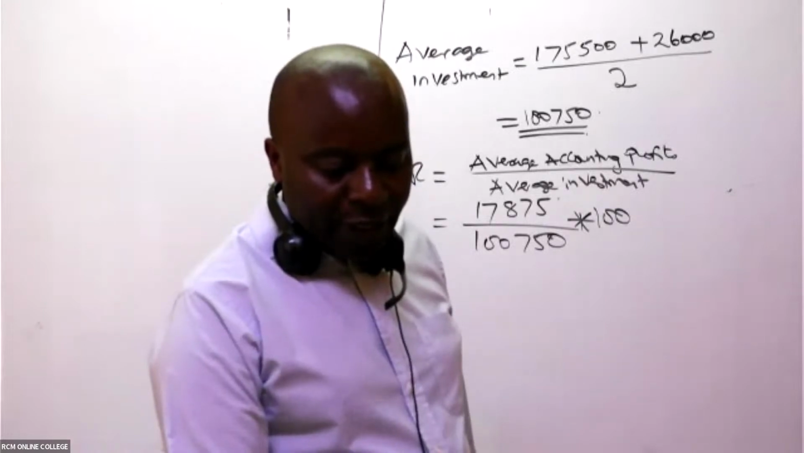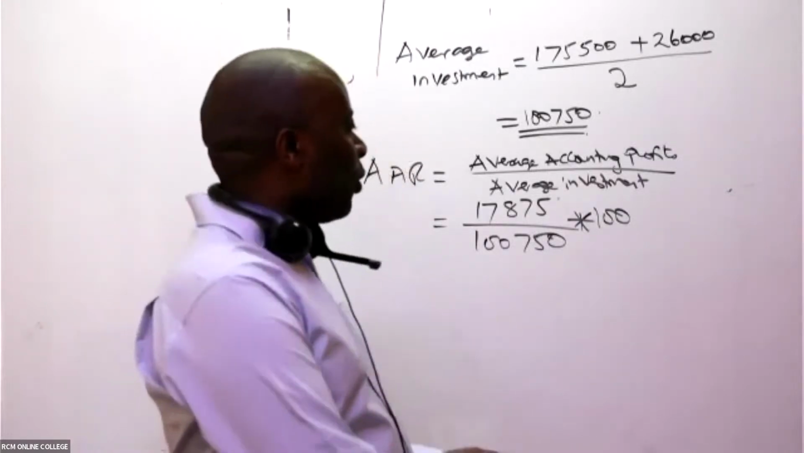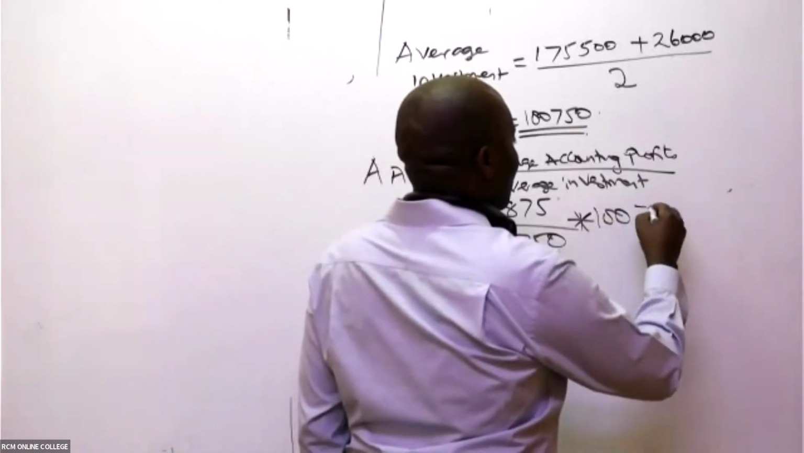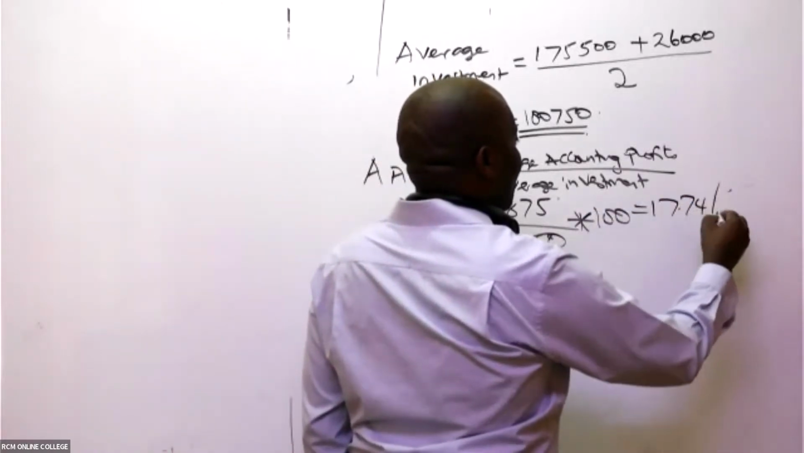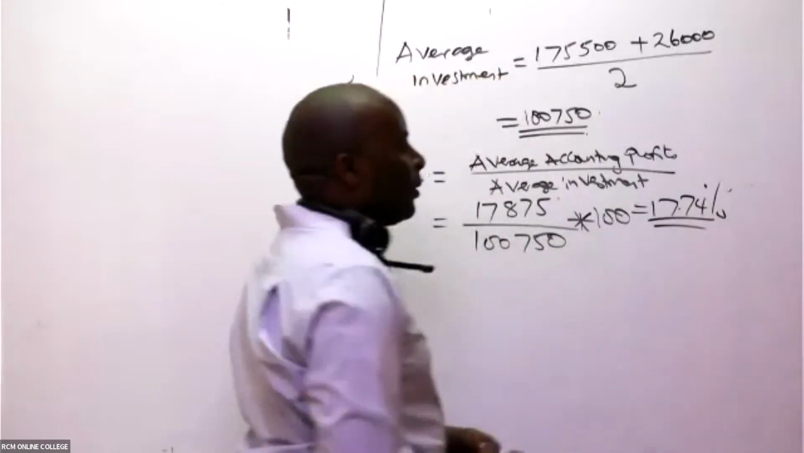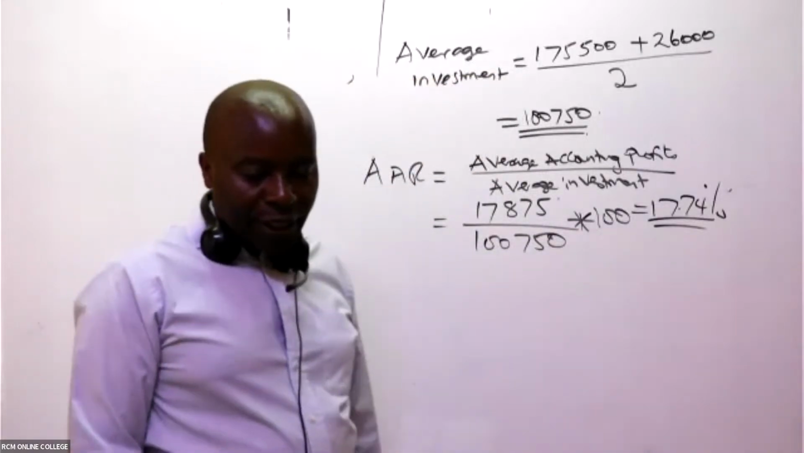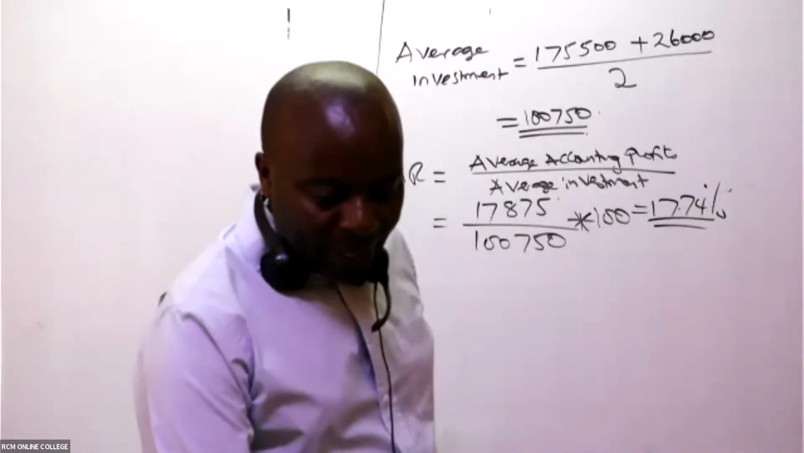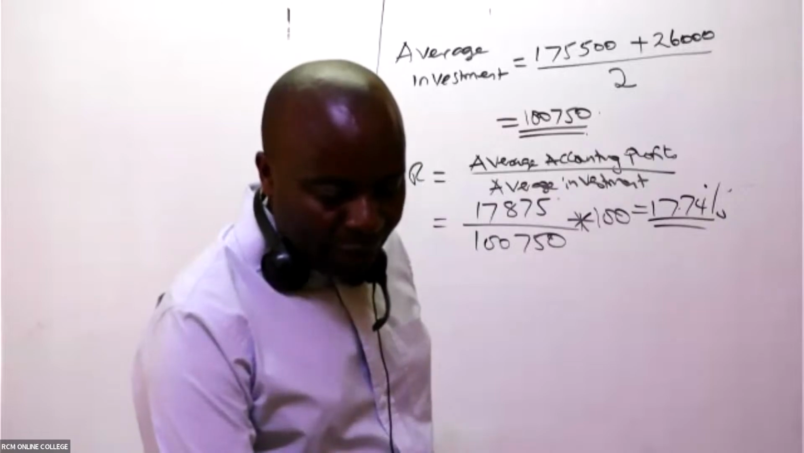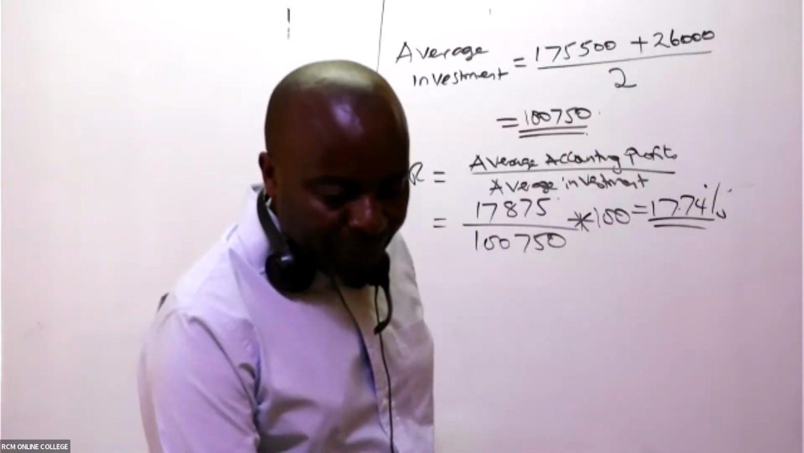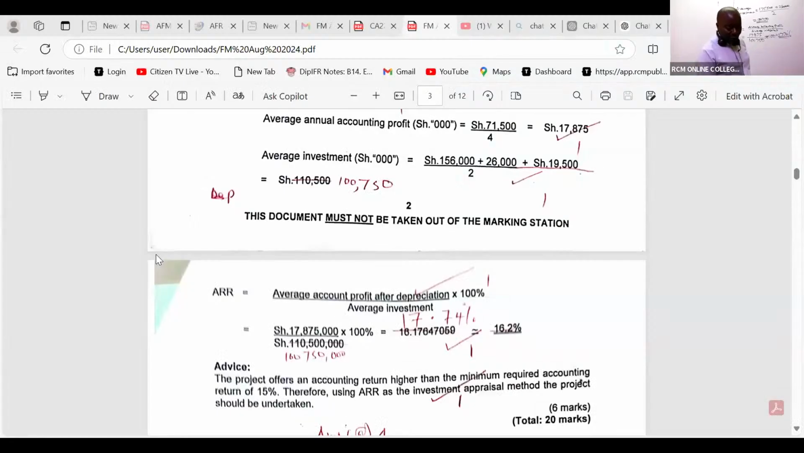17.74%. So they're getting 17.74%. How are the marks awarded? I'll be able to show you, I have access to these things. And then I'll be able to show you another method of doing this.